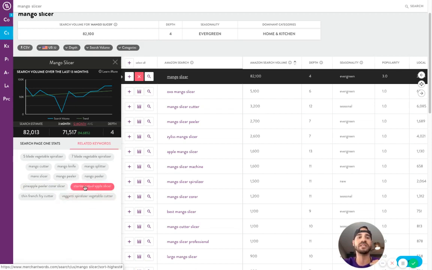So what I would see here is, okay, it's not exactly a mango slicer, but maybe I can get an apple slicer and a pineapple peeler corer, whatever these are, and bundle them all together, like I just said, and create an awesome bundle for those buyers out there. And put the keywords that are hyper relevant to your mango slicer into their own campaign and into your listing. So that's that on the keyword history analysis panel on our brand new Merchant Words 3.0 site.